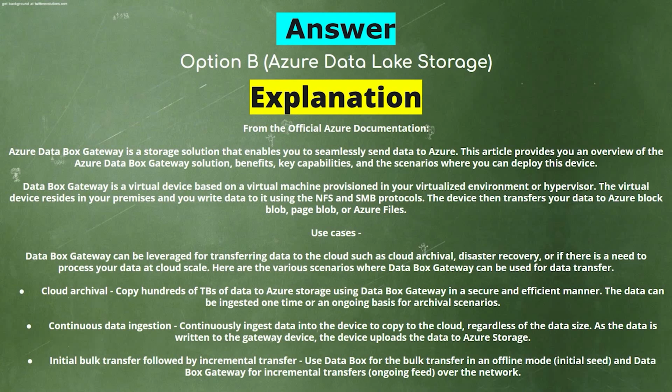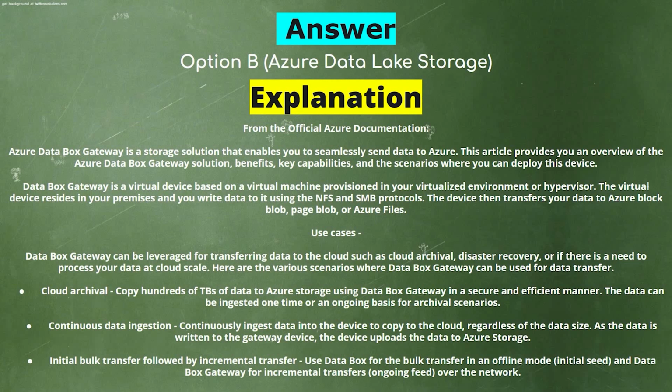Use cases. Data Box Gateway can be leveraged for transferring data to the cloud, such as cloud archival, disaster recovery, or if there is a need to process your data at cloud scale. Here are the various scenarios where Data Box Gateway can be used for data transfer. Number 1. Cloud archival. Copy hundreds of TBs of data to Azure storage using Data Box Gateway in a secure and efficient manner. The data can be ingested one time or on an ongoing basis for archival scenarios.